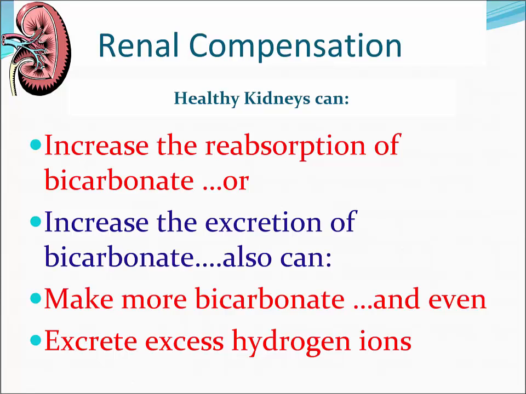mostly with bicarbonate. So as you can see here, healthy kidneys can actually increase the reabsorption of bicarb in a situation where there would be acidosis going on, too much hydrogen ion. They can increase the excretion of bicarb in the case of alkalosis. And actually, the kidney tubules can make additional bicarbonate that will be absorbed when excessive hydrogen ions are present. And the kidneys can even excrete excess hydrogen ions. So it's an efficient system, but it takes longer.